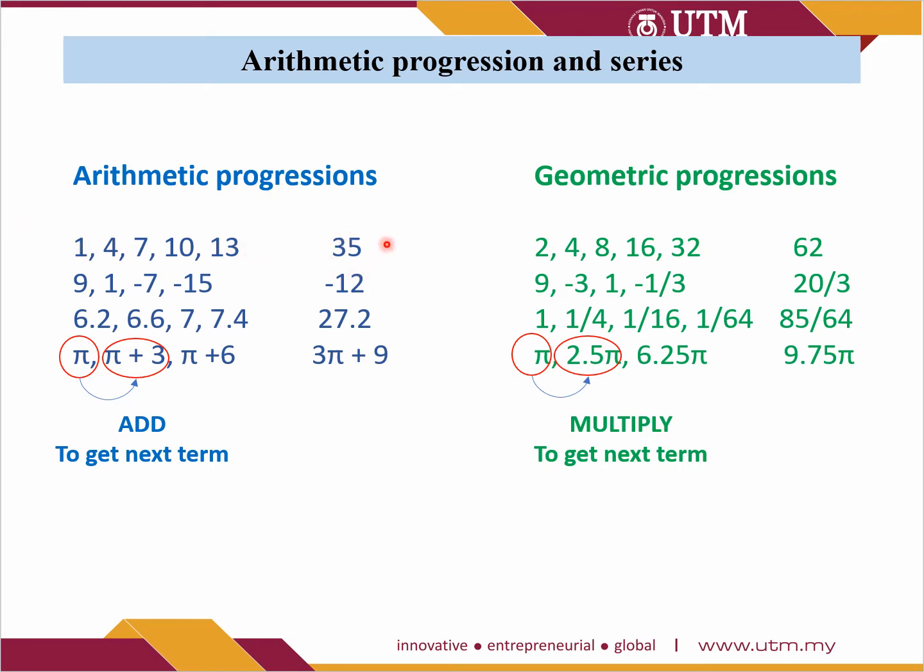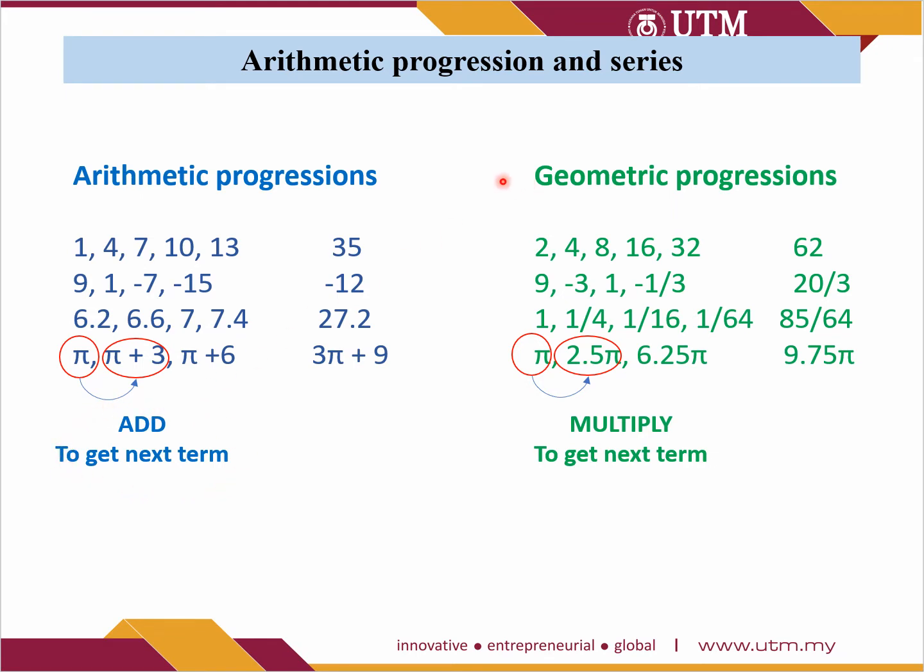And this part here shows the series, meaning that the series of this progression 1 plus 4 plus 7 plus 10 plus 13 will be 35. And the summation of this will be 9 plus 1 plus negative 7 plus negative 15, which is negative 12. Same goes for the next example. Okay, so this is called arithmetic progression, where we will do addition to get the next term.